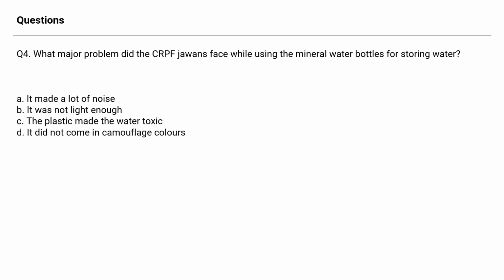The question is, what major problem did the CRPF Jawans face while using mineral water bottles for storing water? The four options are: it made a lot of noise, it was not light enough, the plastic made the water toxic, and it did not come in camouflage colors. Okay, so you've got four options. I think this is an easy one. It should not be a problem for most of you if you've gone through the content and even the recap.